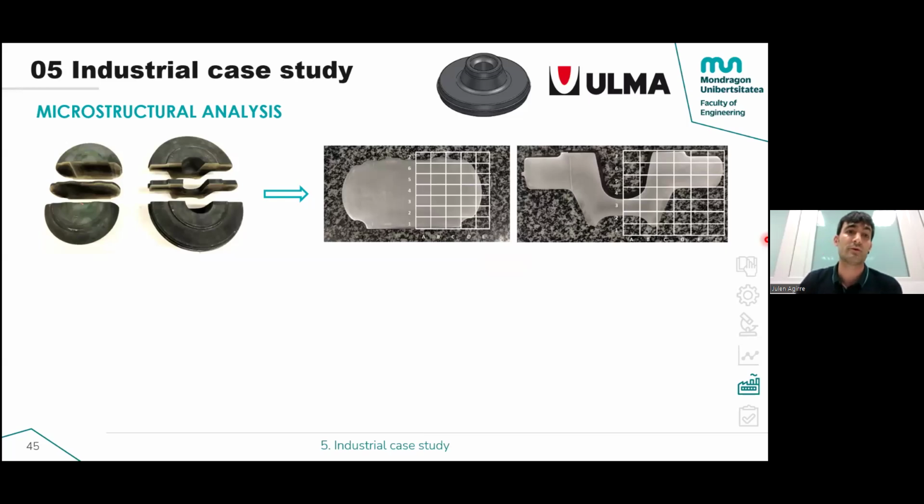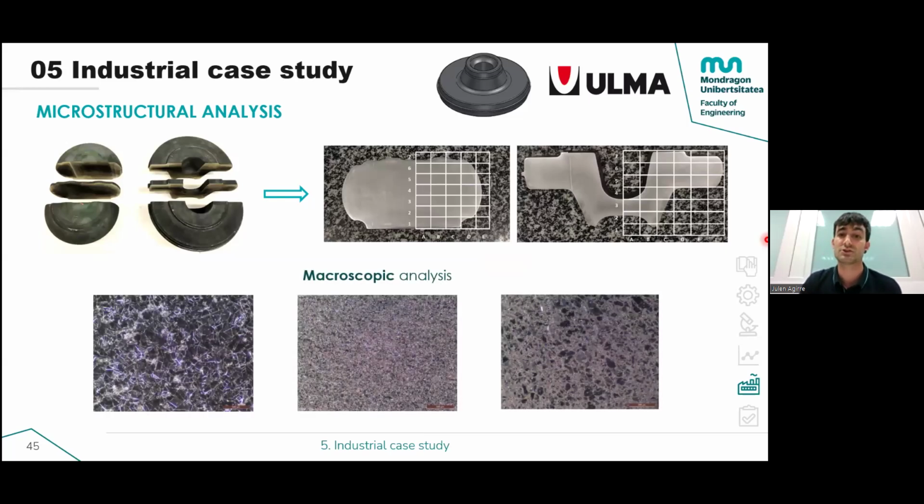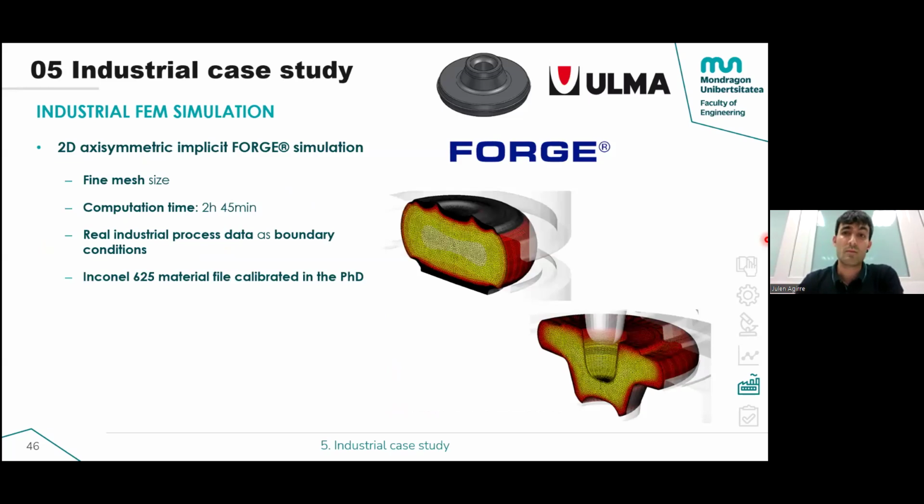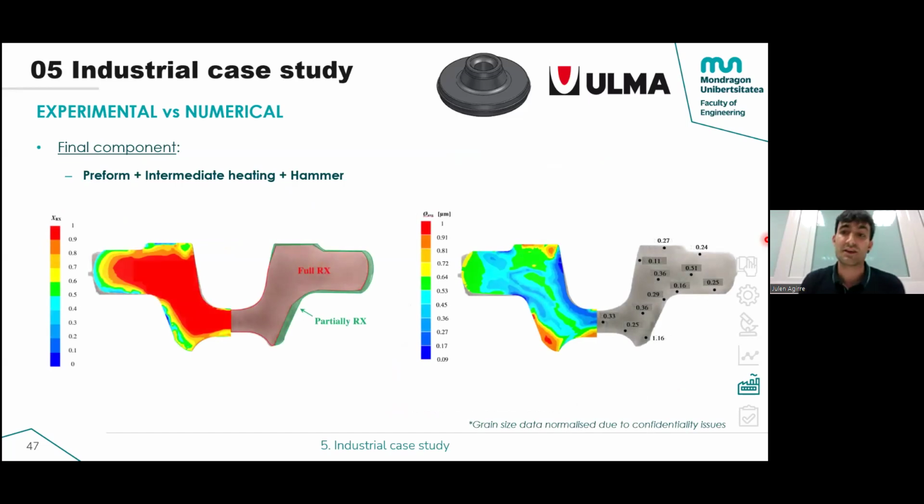After the components were manufactured, we sectioned them to analyze the microstructure, that is to say, the fraction and the recrystallized grain size at the end. So we performed 2D axisymmetric implicit simulations in the Forge simulation software using the real industrial data as boundary conditions and the Inconel 625 material file we developed. And finally, here you can see the results, in which we obtain very accurate results, especially for the recrystallized fraction. We obtain quite a good agreement.